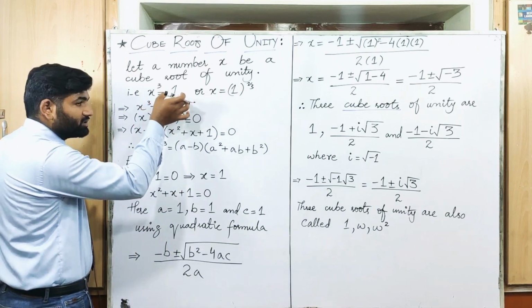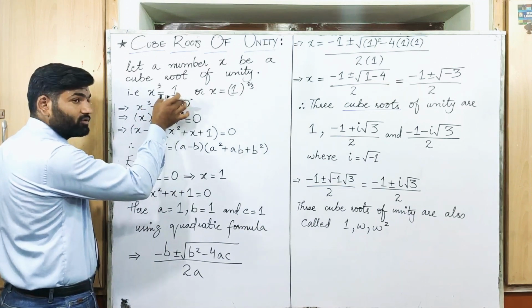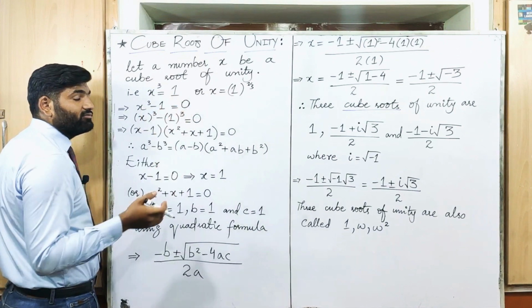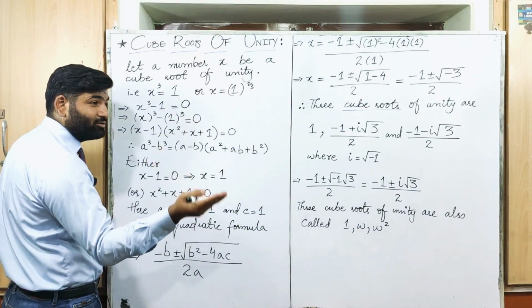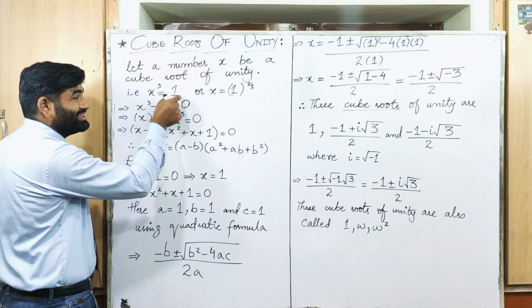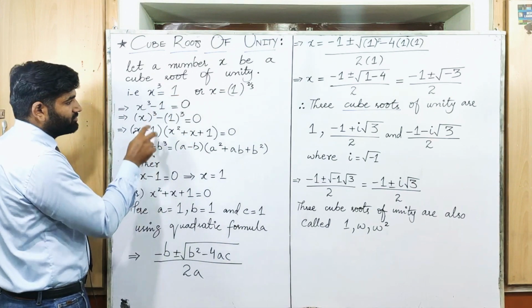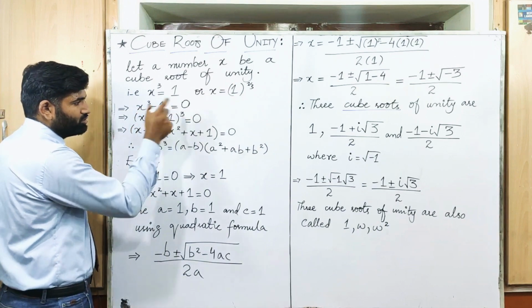First of all, taking this 1 from the right hand side to the left hand side: it is plus 1 on the right hand side, and when we transfer it to the left side it changes its sign. It was plus on the right hand side, it will be negative on the left hand side. So it becomes x cube minus 1 is equal to 0.